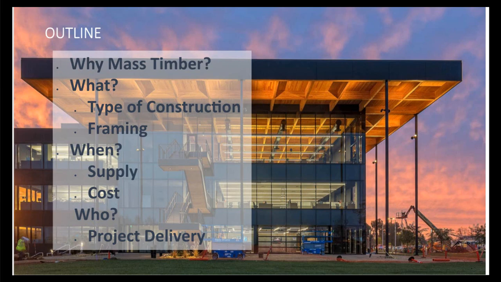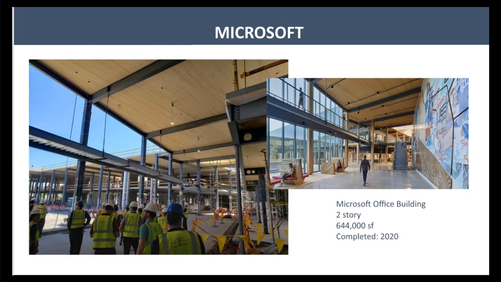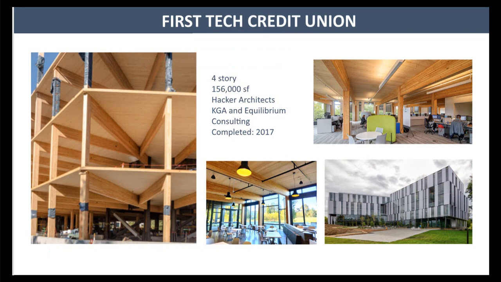So what are we talking about when we're talking about mass timber? Here are some examples that Structurlam has been involved with. We see a lot of the high-tech companies really embracing mass timber. This is Microsoft in California using a hybrid system where it's steel and then CLT panels. And then we have First Tech Credit Union up in the Pacific Northwest, where mass timber has really taken off, and they've been doing quite a lot of mass timber for a while.